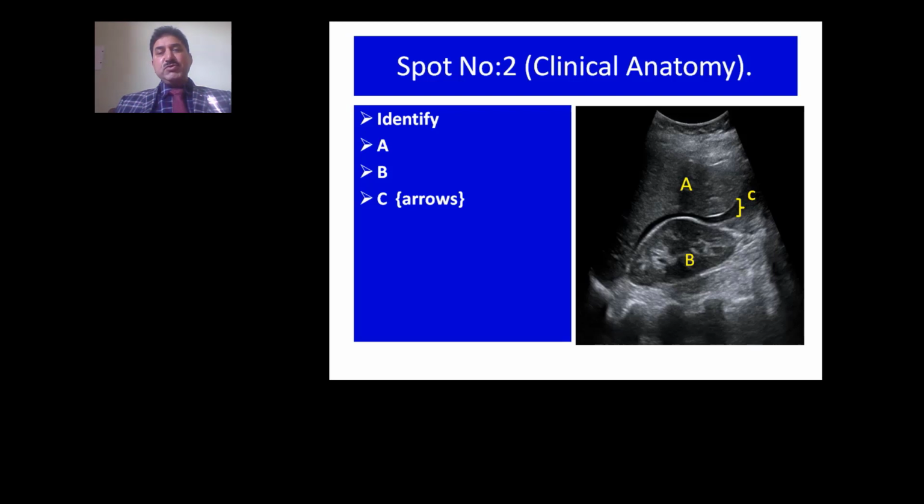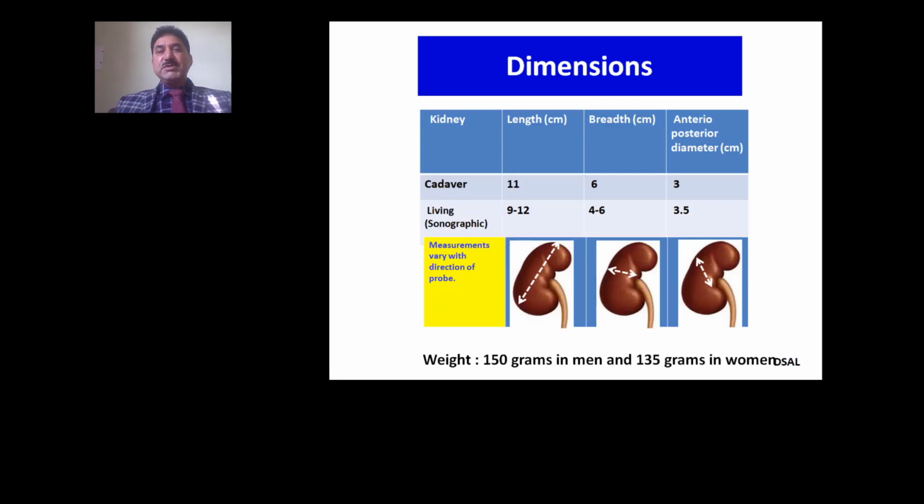But in case of effusion due to any pathology, this space gets filled with fluid, which we can demonstrate on ultrasonography as shown by these yellow arrows. Dimensions of the kidney. As already said, dimensions of human organs vary in living and in cadaveric state.